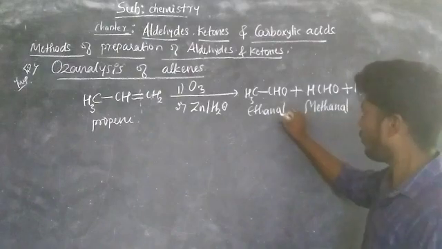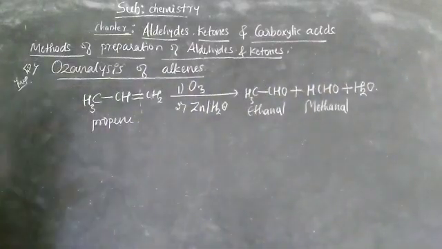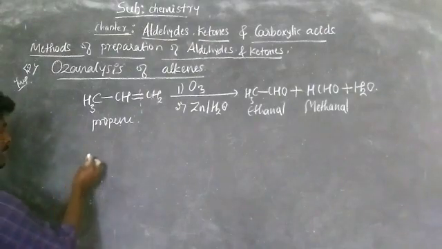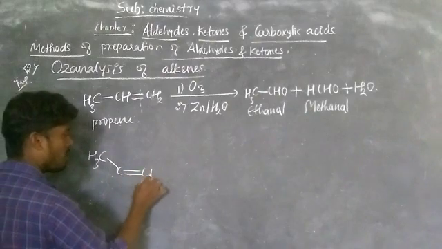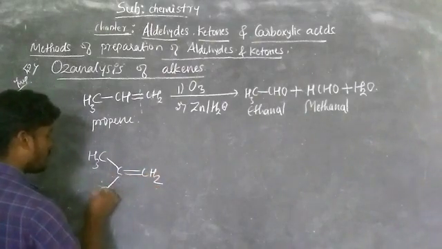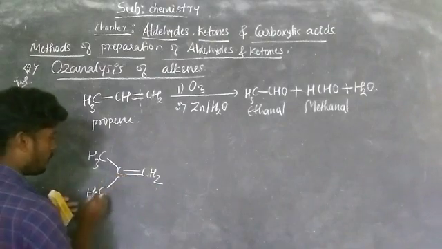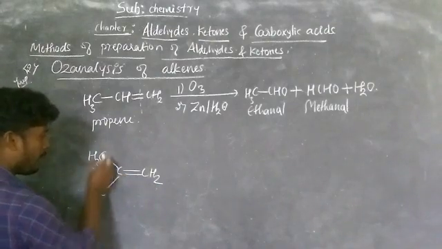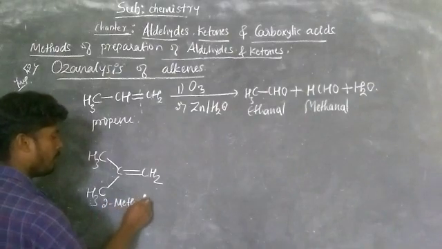Aldehyde, not alcohol, aldehyde. Okay, from alkenes to aldehyde. Similarly, observe one more example, CH3-C(=CH2)-CH3. So what is the name? 1, 2, 3. At the second carbon there is a methyl group, so it is 2-methylpropene.